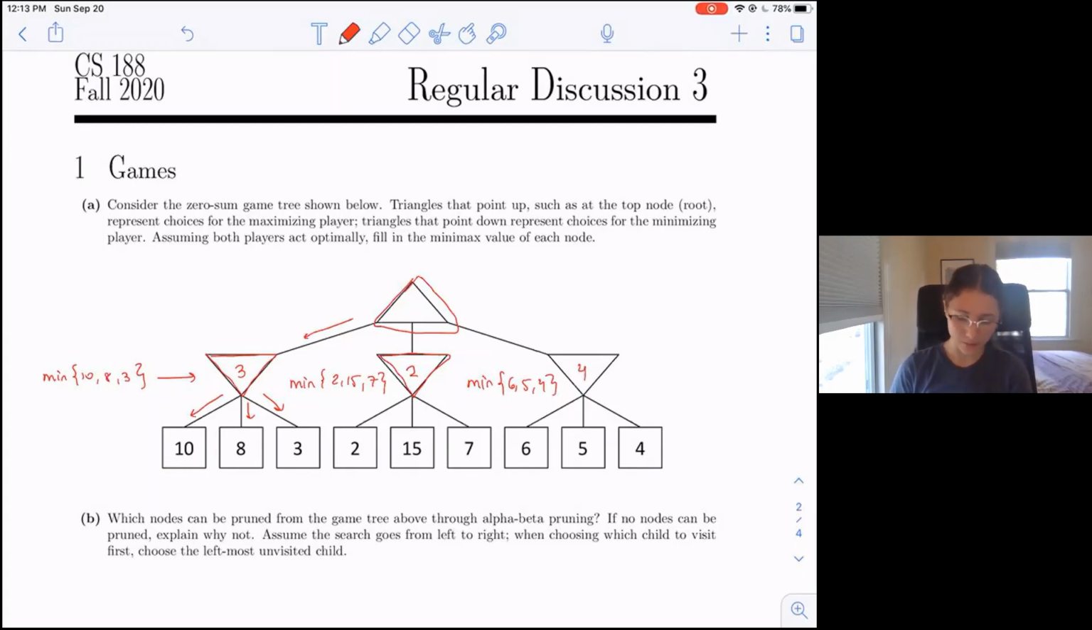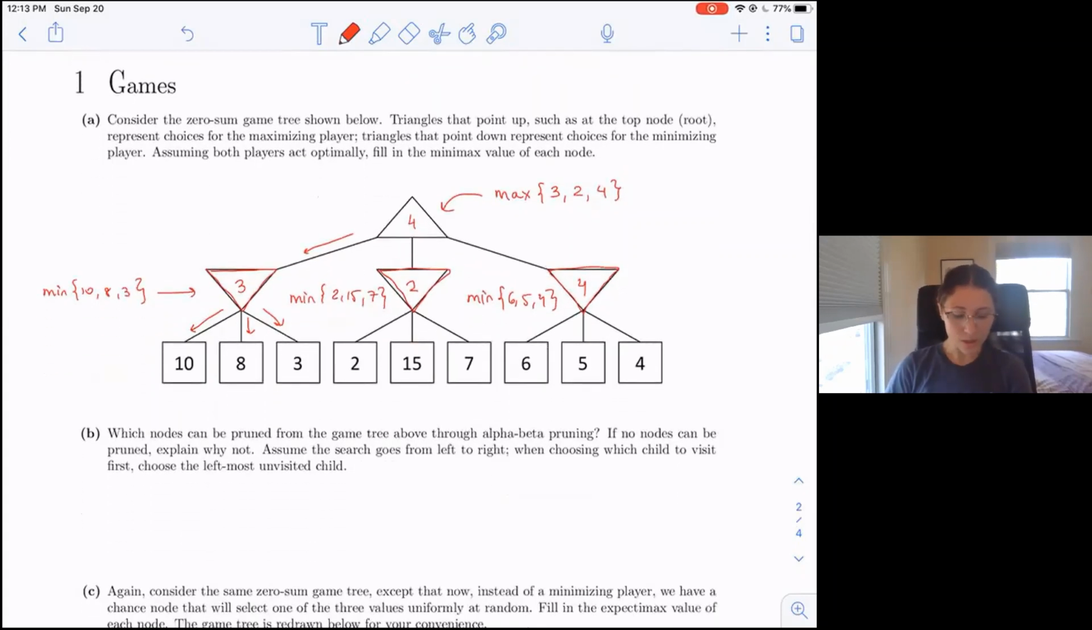All right, so now that we've completed what the player that is trying to minimize would do in all these possible scenarios, we can now finally answer the question of what the maximizing node would do. So now the maximizing node, or the maximizing player, is going to be trying to take the max between 3, 2, and 4. And so here we see that the final outcome of this game is going to be 4, when both players play optimally.